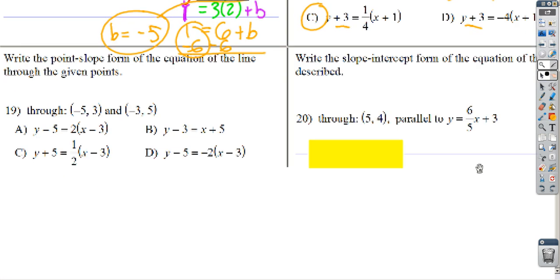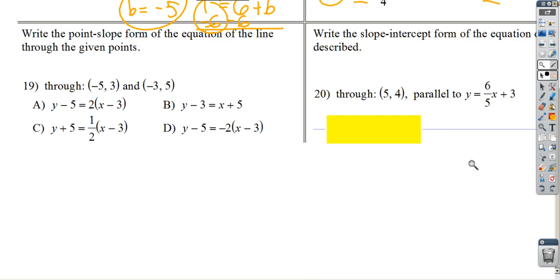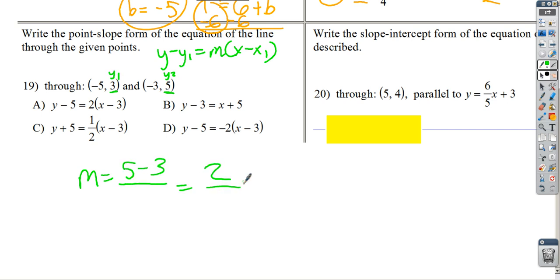Alright, last two for this video, and then we'll finish the other ones in other videos. So this one says, same thing, find point slope form. Okay, so our slope is going to be y2 minus y1. So there's y2, there's y1. So 5 minus 3, which is equal to 2, over x2, negative 3, minus x1, which is negative 5. Negative 3 minus negative 5 is like negative 3 plus 5, which is 2. So that is a slope equal to 1.